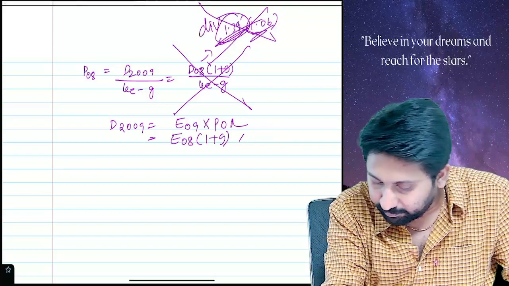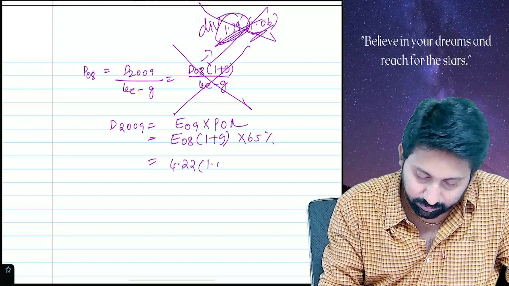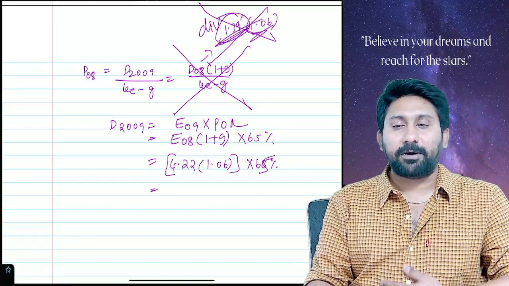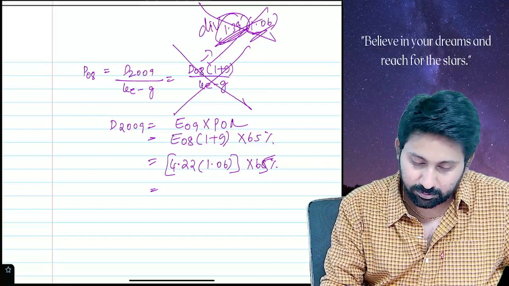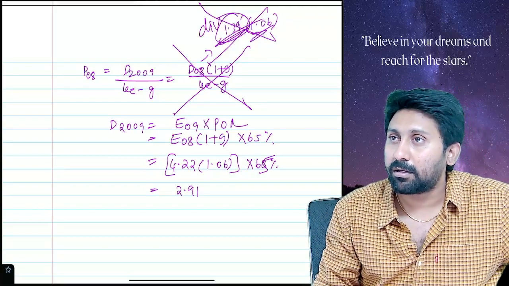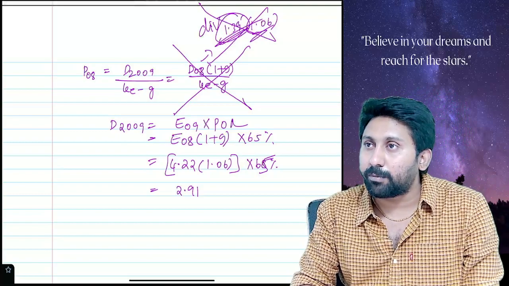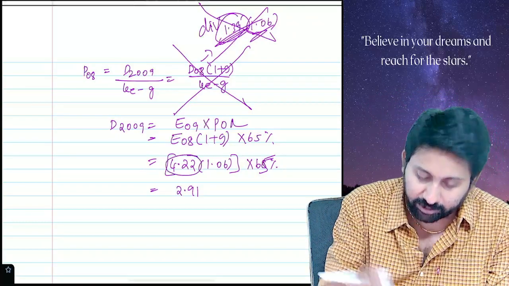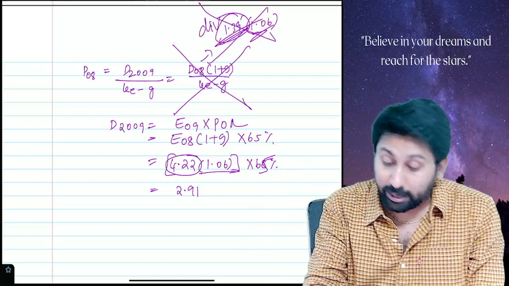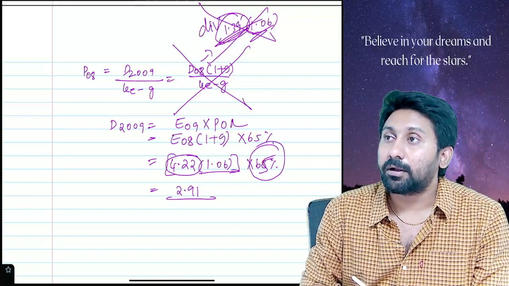What is the E2008? Growth. ₹4.22 into 1.06 into 65%. 2.91. How did you get 2.91? First, 4.22 is the earnings. Into growth, it will give you E2009. Into payout ratio, it will become the dividend. Okay. The whole divided by KE.